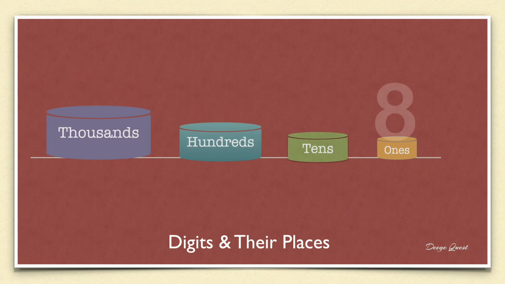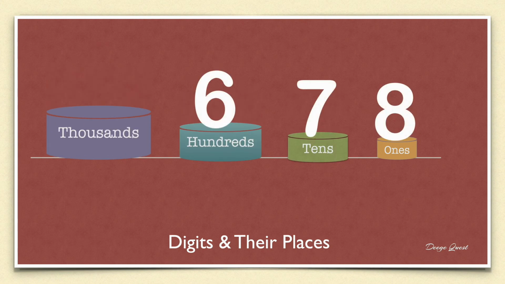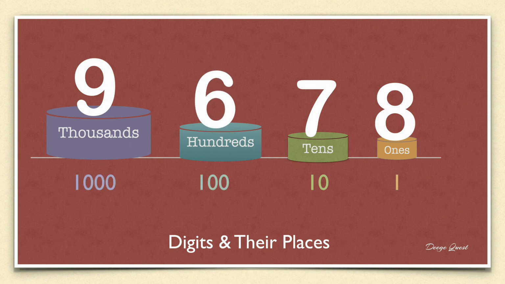Now let's look at a big number. This is a 4 digit number. Here the unit value is 1. Tens, the unit value is 10. And for 6, it is in hundreds place. The unit value is 100. And here it is 1000.